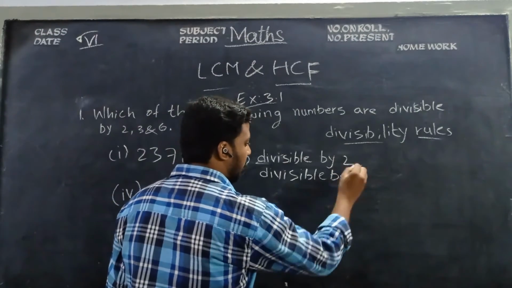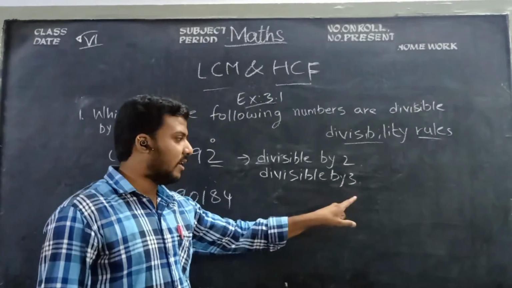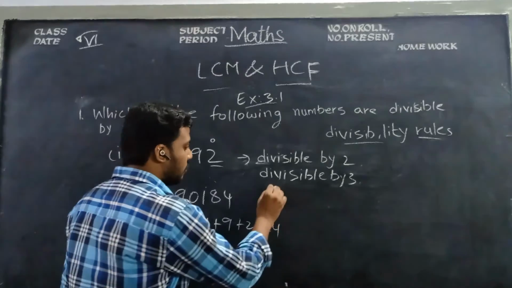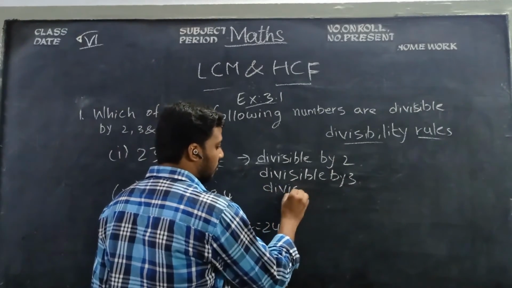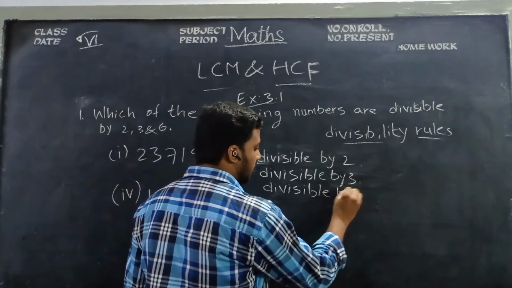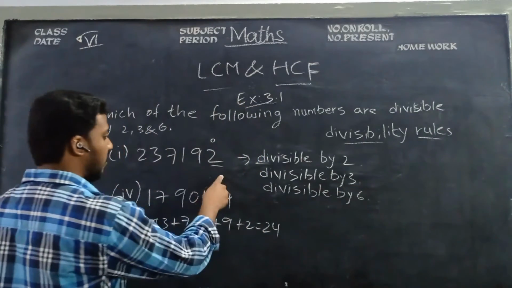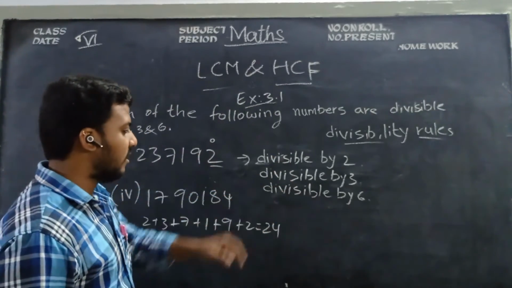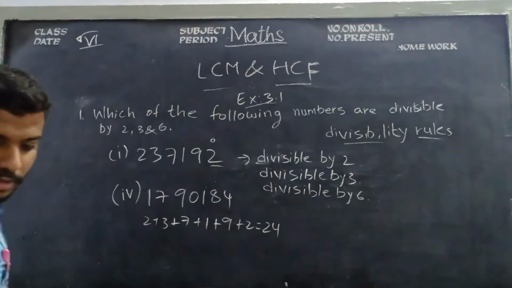I said that if a number is divisible by 2 as well as 3, it is also divisible by 6. So divisible by 6. The entire number is divisible by 2, 3 as well as 6. Next problem, children, like that only.